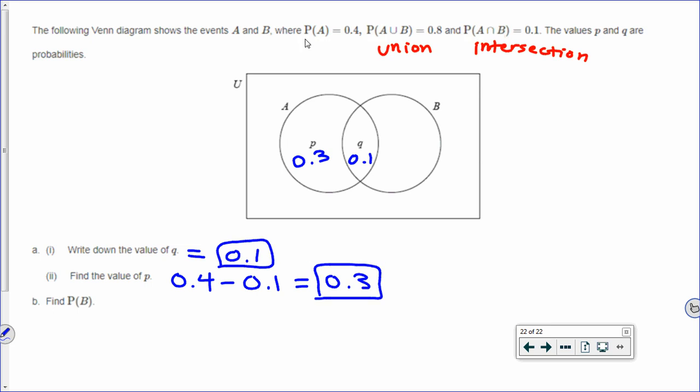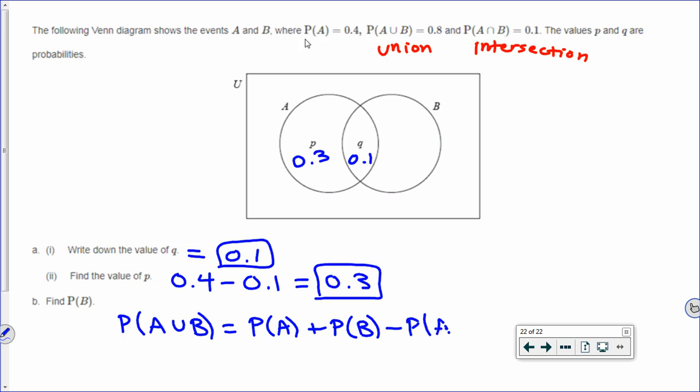And then it asks us to find the probability of B. Our go-to formula for Venn diagrams is the one that works for all Venn diagrams. The probability of the union of A and B is equal to the A circle plus the B circle. That means entire A circle plus entire B circle minus the intersection region, because it would be double counted. This formula is in the booklet, and you can always use it.